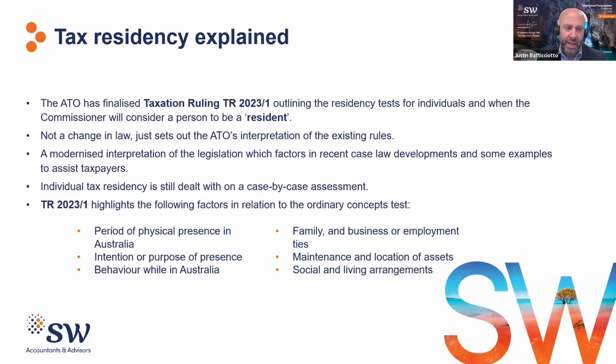Now, TR 2023-1 does highlight that the key factors still apply in determining the ordinarily resides test. And some of those key factors look at the period of physical presence in Australia and overseas, the intention or the purpose of the presence in each jurisdiction, the behaviour of that individual whilst they're in Australia. It looks at where their family are located. Do they have business interests in Australia or employment ties in Australia, or are they overseas, as well as maintenance and location of assets and social connections.